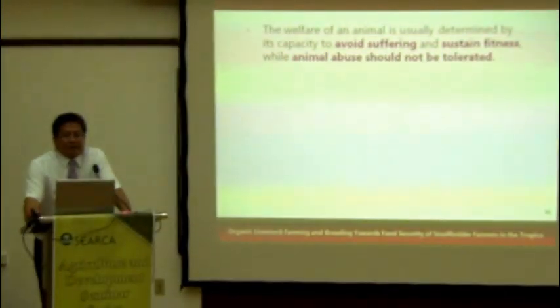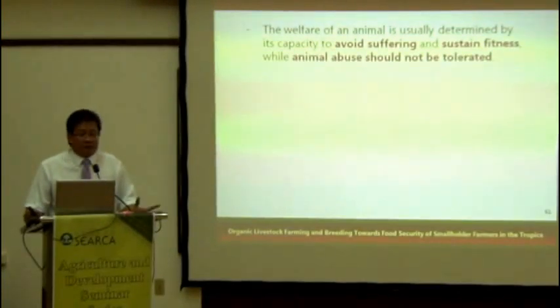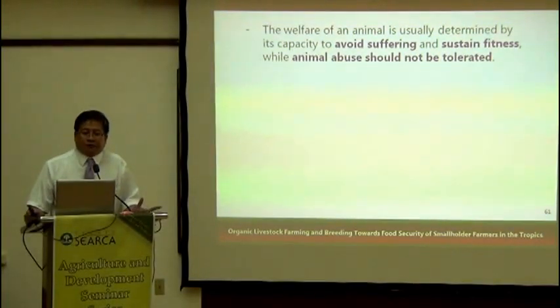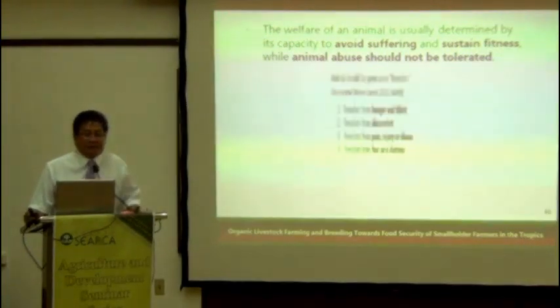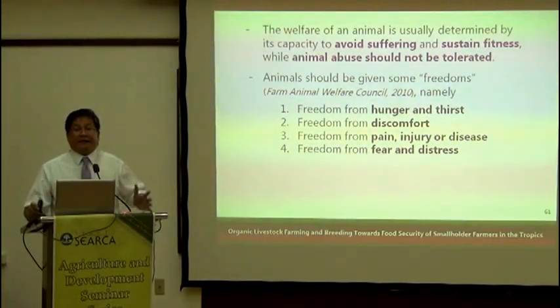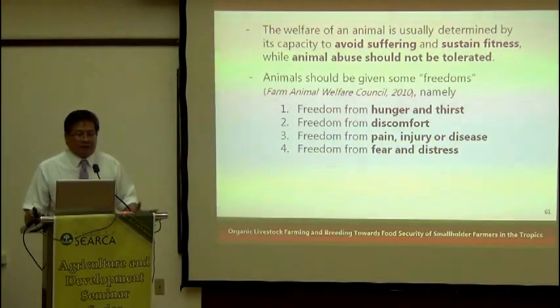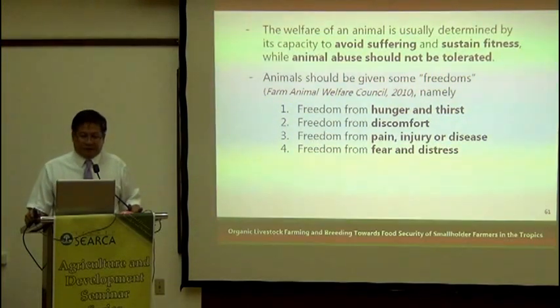When we say animal welfare, it's three things. One is that you avoid suffering of the animals. Second is sustained fitness. And third is that animal abuse in any form should not be tolerated. And that is how welfare is being defined. In fact, those in organic livestock agriculture would prevent animal suffering, and this was defined by the Farm Animal Welfare Council 5 years ago. You have to provide freedom from hunger and thirst, freedom from discomfort, freedom from pain, injury, disease, freedom from fear and stress.